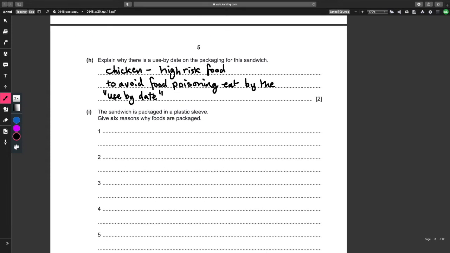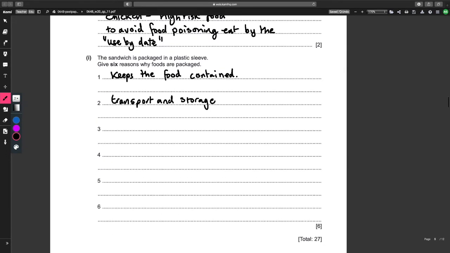Okay, the sandwich is packaged in a plastic sleeve. Give six reasons why food is packaged like this. First of all, it keeps the food contained. I mean, nobody wants to be carrying the sandwich around and have it all fall apart. So we can transport the sandwich, and perhaps we want to bring it back to our fridge. So we keep the food contained, and we can transport and store it easily, both in the shop and from the shop to your house, but equally from the warehouse or wherever it's prepared to the shop.